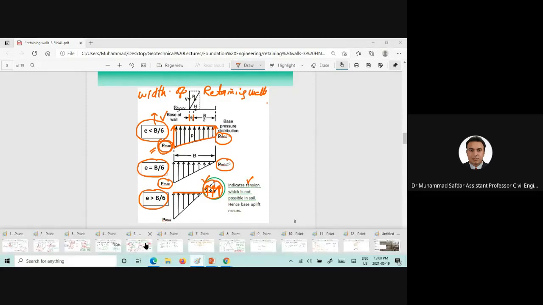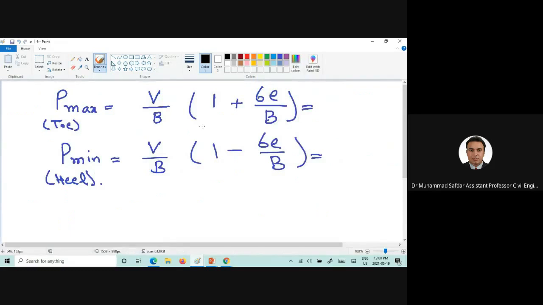Okay, now here, we need to find out the P max, which is the maximum base pressure occurring at the toe of the wall here, assuming a linear distribution beneath the base of the wall. So this will give us the P minimum, and this value will give us the P maximum. So this is the toe of the wall, and here is the heel of the retaining wall.